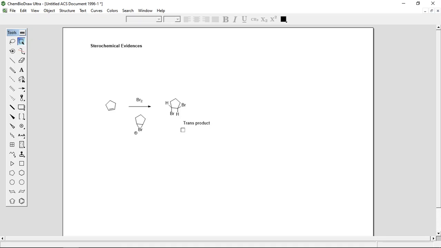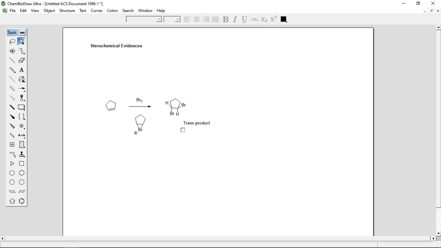While the addition of Br2 to this carbon-carbon double bond, or cyclopentene, gives the trans dibromo product. The direct one-step addition of Br2 would actually give the cis dibromide product. Direct addition will give the cis product, but this is not a direct addition.